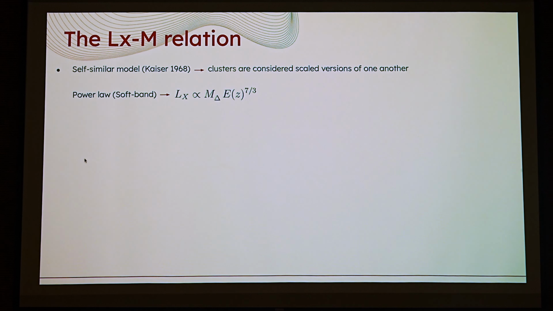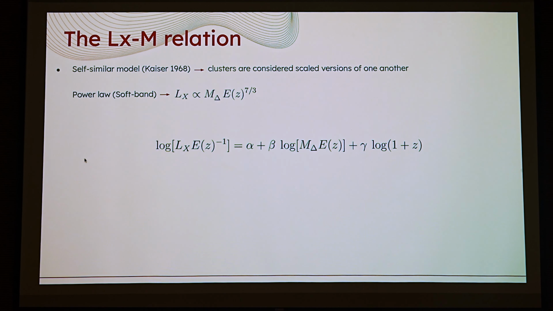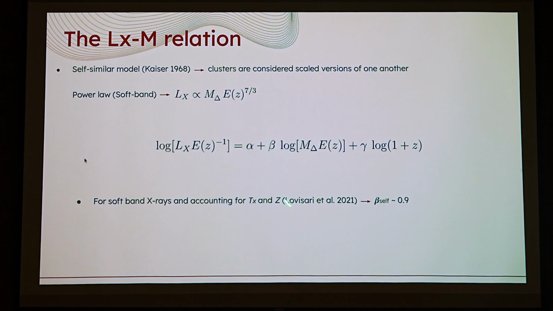So what is this relation? We have this theoretical prediction from the self-similar model that tells us that the relation should follow a power law, which in log space is just a simple linear relation, to which we add a new term to account for possible redshift evolution. In principle, we would expect the slope to be similar to this exponent here, but for this work, we decided to compare with a more recent paper that accounted for the effects of temperature and metallicity on the ICM. So we will be comparing our results with the self-similar prediction of 0.9 for the slope, and in principle, we wouldn't expect any evolution. So this gamma parameter here should be around 0.